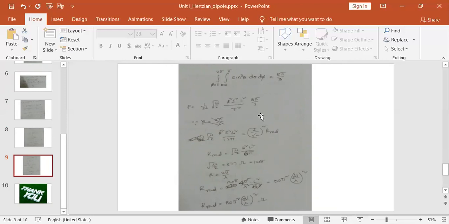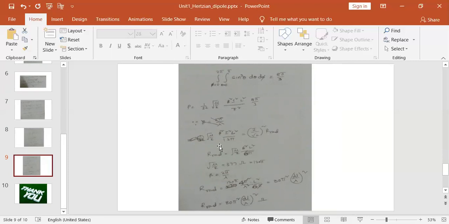Finally, we want the radiation resistance. There is a relation between power and radiation resistance: P is equal to I square R. Here we have to consider the I RMS value, that means I by root 2 whole square. So I by root 2 whole square into R rad is equal to this value.